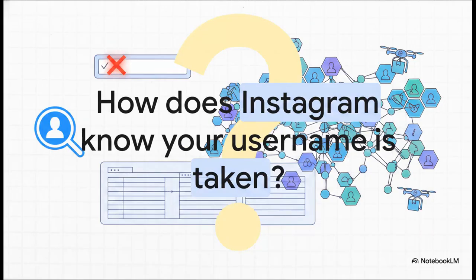Have you ever wondered why you immediately get an error message telling you that your ideal Instagram name is already taken? Or, hey, how Amazon can keep track of millions of different orders, customers, and products without mixing up your drone delivery with someone else's socks? Well, the answer lies in the database blueprint.